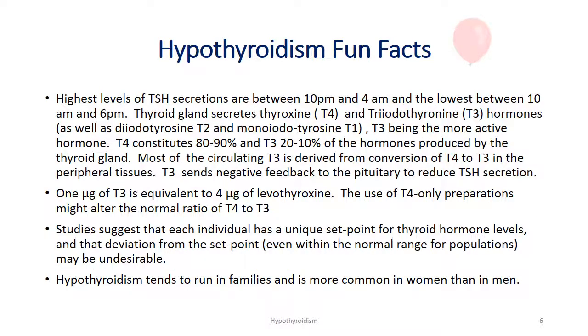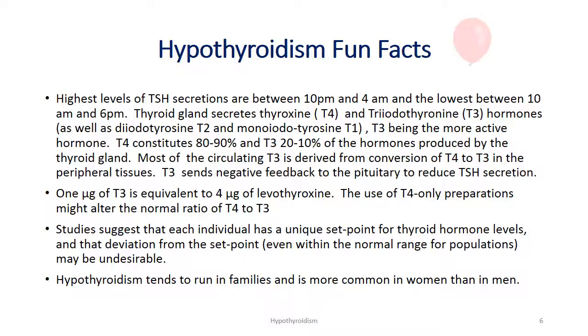Let's quickly review some of the interesting facts about thyroid function and hypothyroidism. The highest levels of TSH secretions are between 10 p.m. and 4 a.m., and the lowest between 10 a.m. and 6 p.m. Therefore, the thyroid hormones, T3 and T4 mainly, reach their peak early in the morning. T3 is the more active of the thyroid hormones.